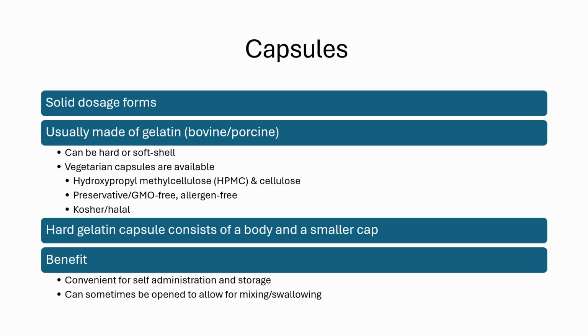There are options for vegetarians. These capsules are made of hydroxypropyl methylcellulose and cellulose. They are preservative and GMO free, as well as allergen free, and are kosher and halal certified. Hard gelatin capsules consist of a body and a smaller cap. The benefit of capsules is that they are convenient for self-administration and storage and can sometimes be opened to allow for mixing and swallowing of the contents inside.